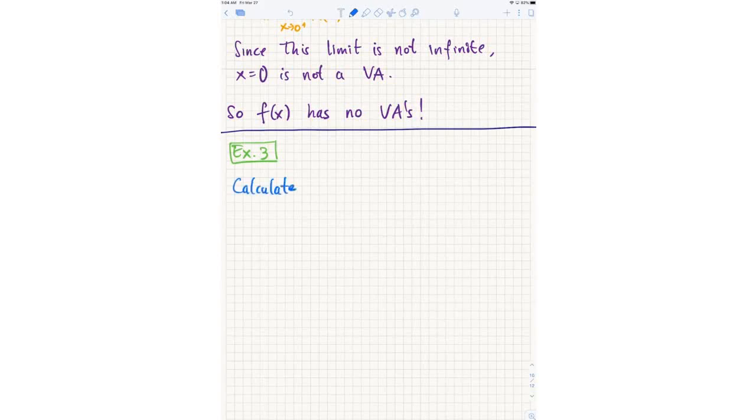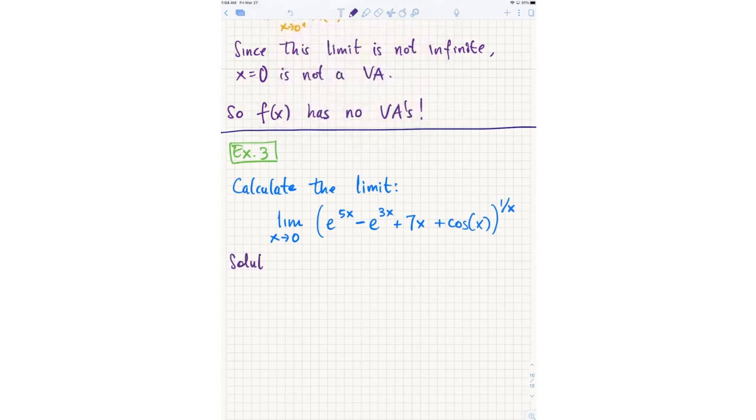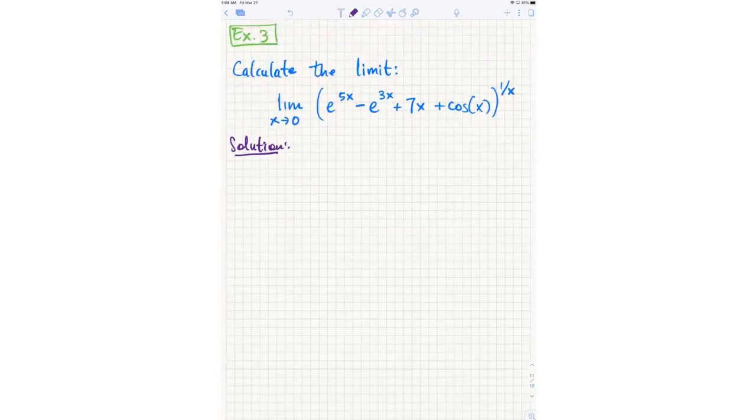A bit different with L'Hopital's rule. So let's look at this example. Okay, so in this example, again, this is a L'Hopital's rule question, although it doesn't look like that right away. It's this funky looking exponent.